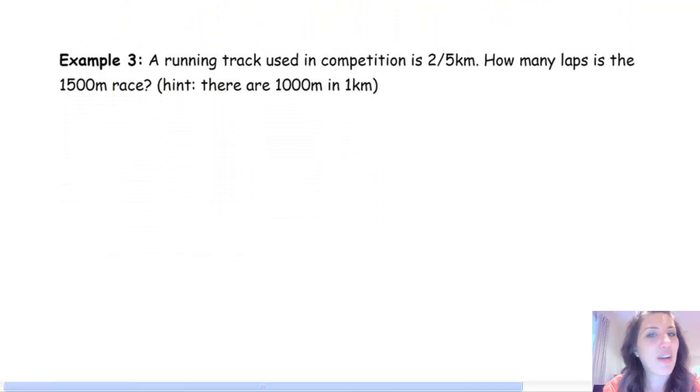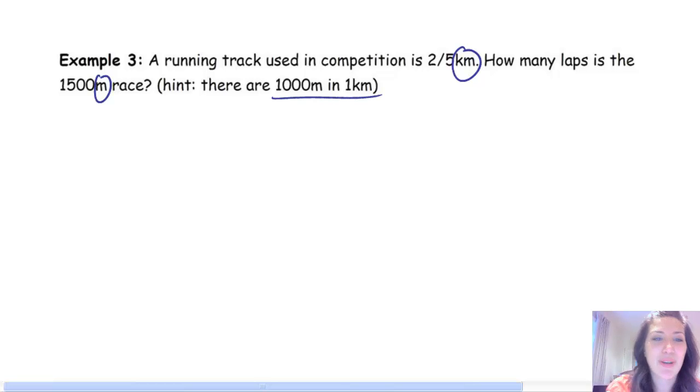And example 3, a running track used in a competition is 2/5 kilometers. How many laps is the 1,500-meter race? Now, one thing you might notice is that we have kilometers and meters in the same question. So we need to make sure that our units are the same. So here's a hint. There are 1,000 meters in 1 kilometer.